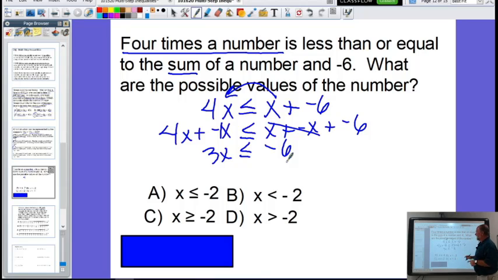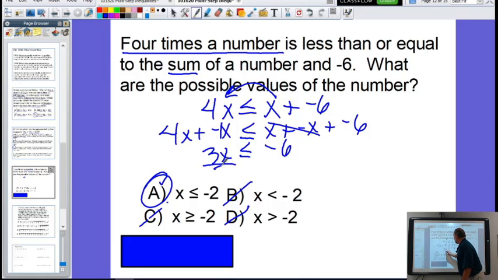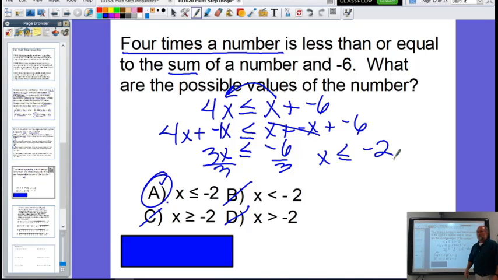Now that my x's are together, is my inequality going to flip? No, so I could eliminate any answer that doesn't have that inequality there. So this one's good, this one's bad, this one bad, this one bad. Okay, so if you notice, I've only got one answer that would even be remotely possible. So my answer has to be A. And if I divide both sides by 3, I end up with x is less than or equal to negative 2, which is exactly what we said.